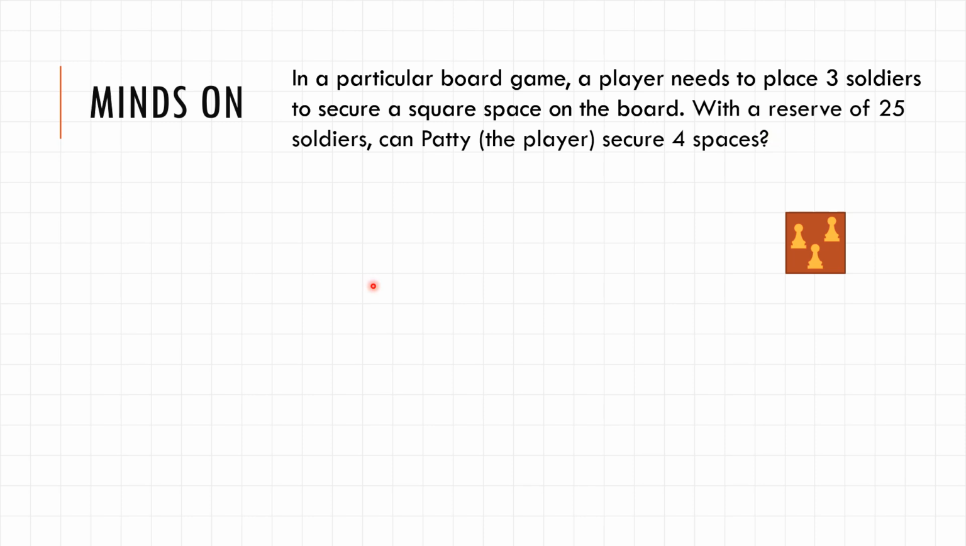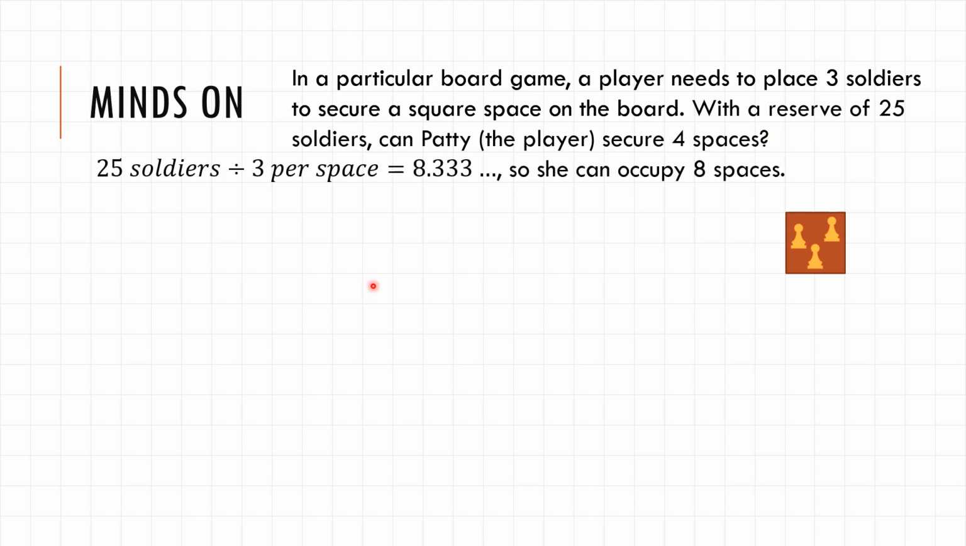In this case, yeah, Patty has 25 soldiers, and if she needs 3 soldiers per space, if she divides this, then she'll end up with 8.333. So 8 remaining 1. So she can occupy 8 spaces in total. And of course, 4 is more than fine. She can occupy 8, and so she can definitely occupy less than that. She can occupy 4 if she wants to.